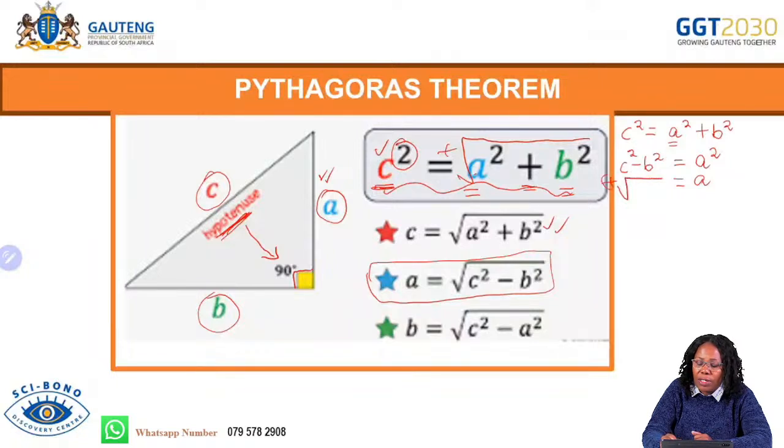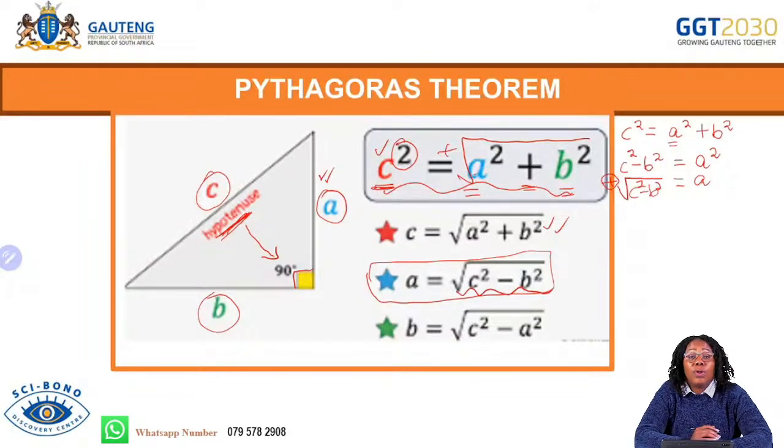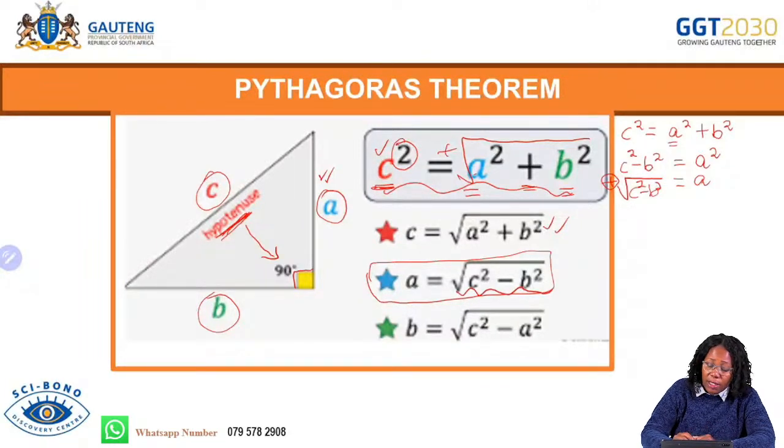Remember, we are only considering the positive one. It will be C squared minus B squared. Hence, we have C squared minus B squared there. Okay? And then lastly, the same applies to B. We are taking the same original there.